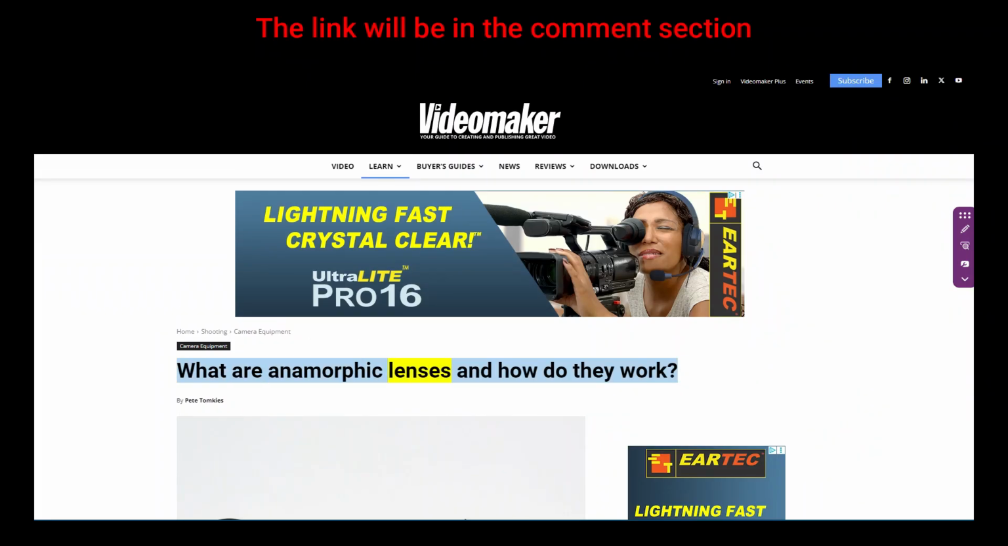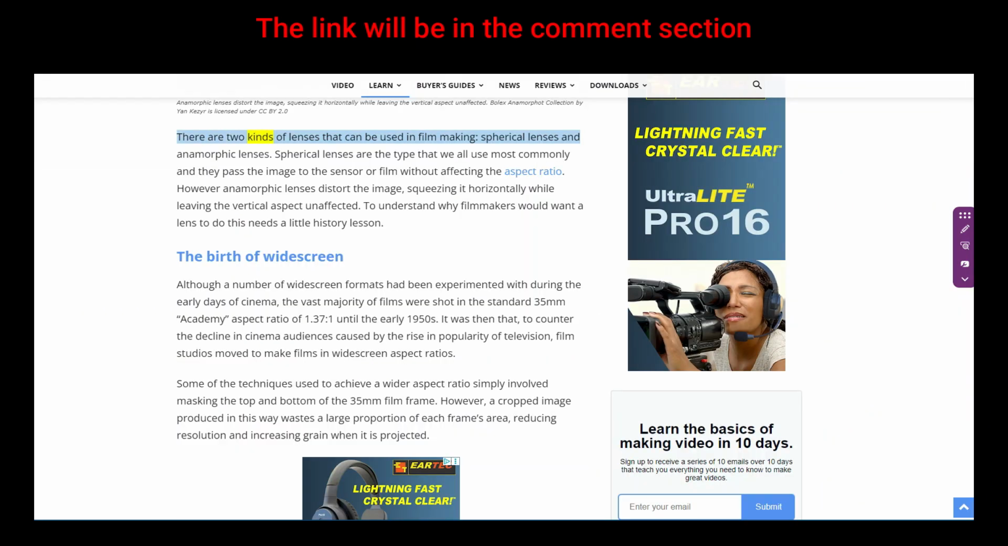What are anamorphic lenses and how do they work? There are two kinds of lenses that can be used in filmmaking: spherical lenses and anamorphic lenses. Spherical lenses are the type that we all use most commonly, and they pass the image to the sensor or film without affecting the aspect ratio. However, anamorphic lenses distort the image, squeezing it horizontally while leaving the vertical aspect unaffected.